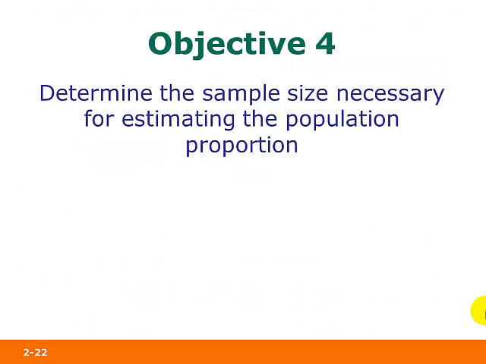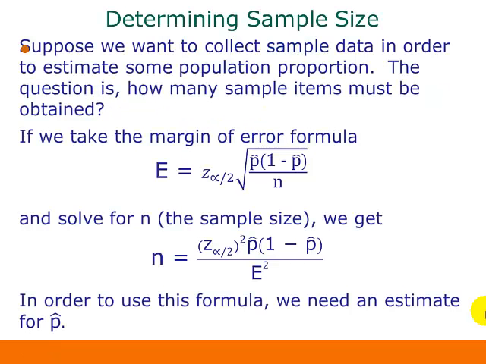Objective 4 in this section is determine the sample size necessary for estimating the population proportion. So when we're determining sample size, here's how we look at it. Suppose we want to collect sample data in order to estimate some population proportion. The question is, how many sample items must be obtained? In other words, what's the sample size that we have to have? So if we take our margin of error formula, which looked like this, and solve it for n, the sample size, here's what we get.